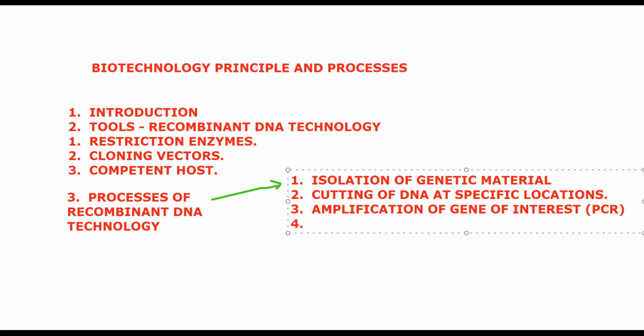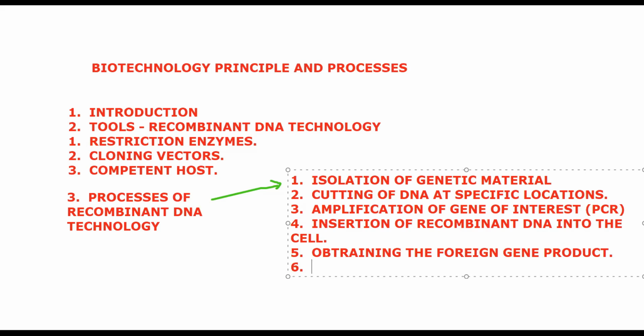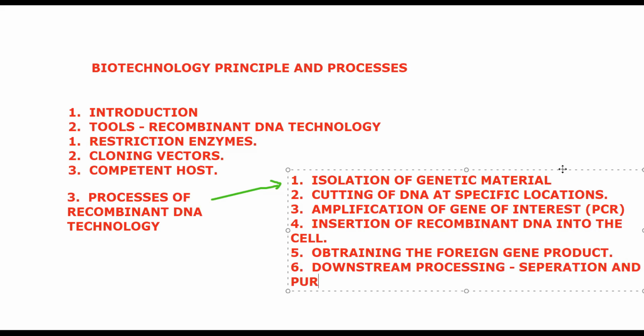Then insertion of recombinant DNA into the cell. Then obtaining the foreign gene product. And finally, downstream processing: separation and purification of the product, that is downstream. Okay, is it clear?